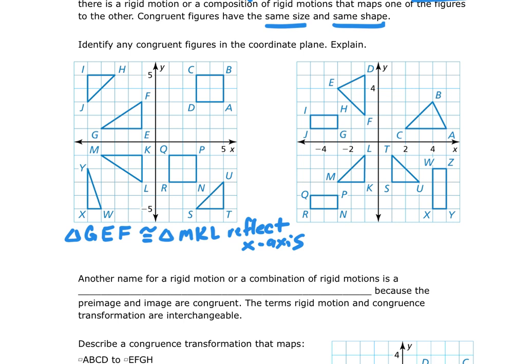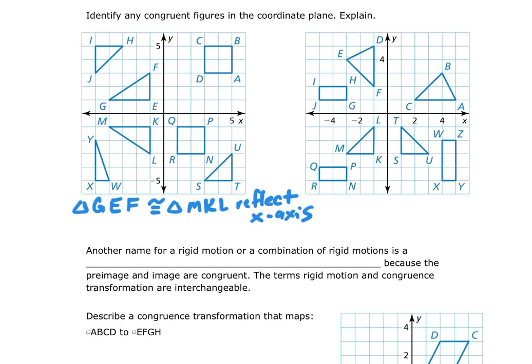Now, I wouldn't want to do 3. I wouldn't want to do one that has 3 on each side because those 2 wouldn't be congruent. So it has to be the same length on each side. And so another one I could say here would be, it's not a triangle, but I would say ABCD is congruent to NPQR.